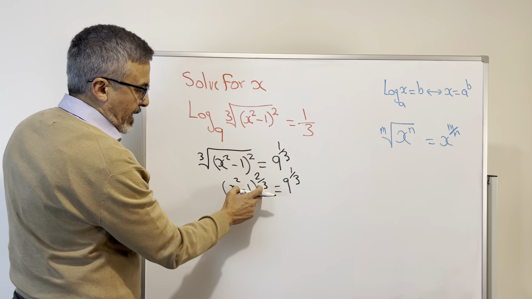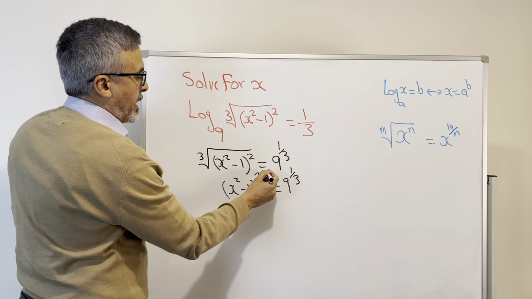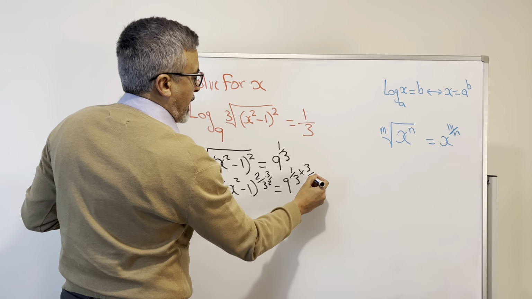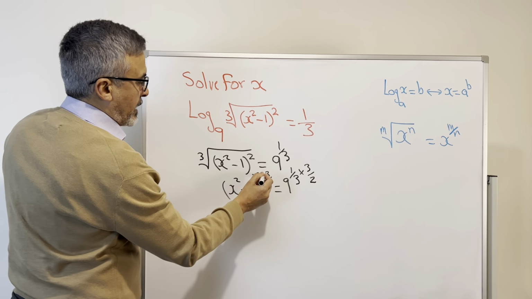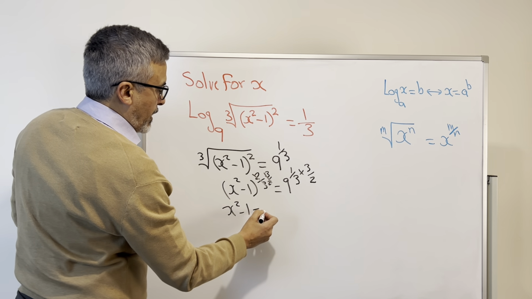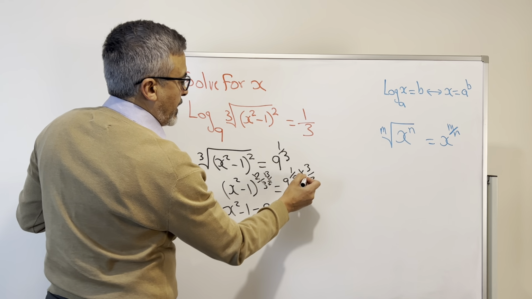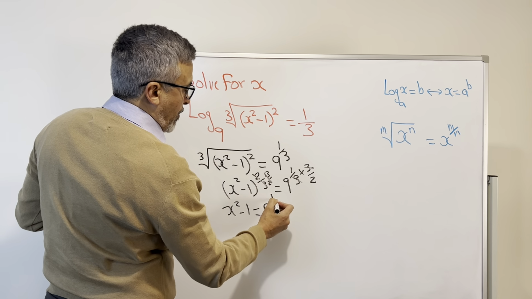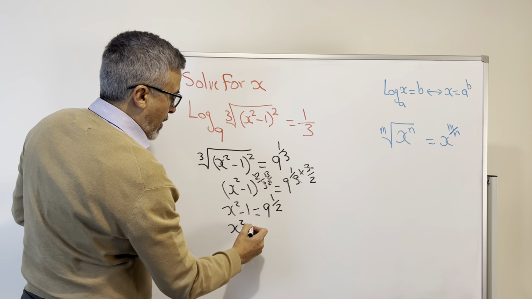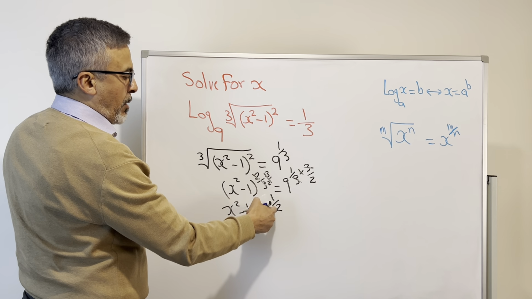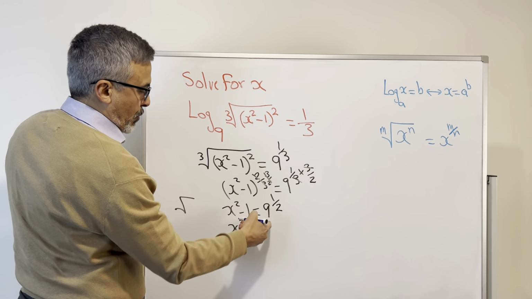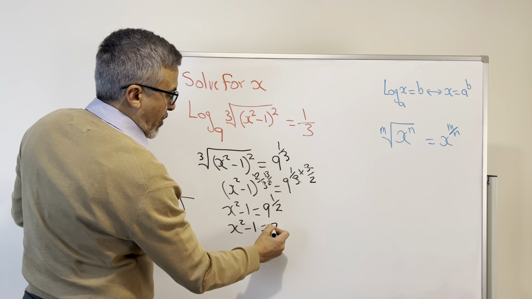I want to get rid of that 2/3, so I'm going to multiply by the reciprocal 3/2, and do the same thing on this side, multiply by 3/2. Now this will cancel, and we have x squared minus 1 equals 9. The 3 will reduce with the 3, so you have 9 to the power of 1/2. Remember, anything to the power of 1/2 is the same as the square root of that number. So basically this means the square root of 9, which is 3.